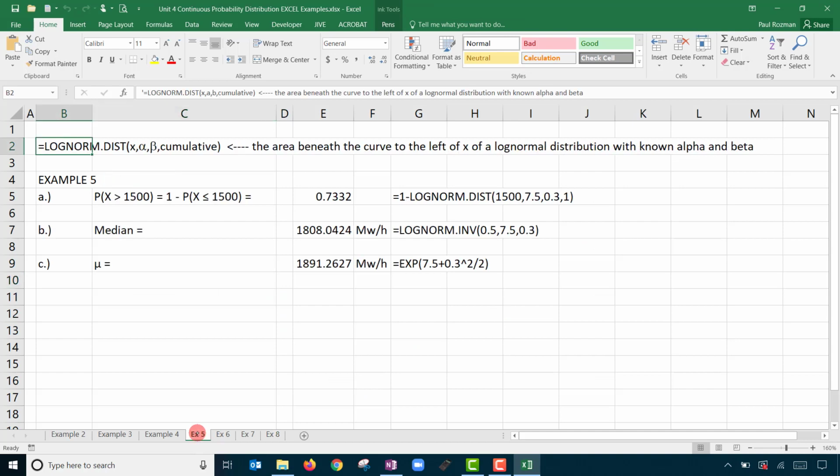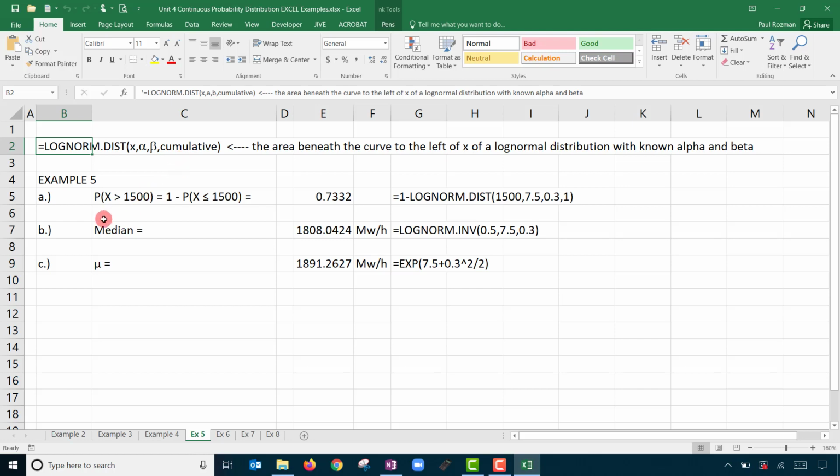And I have example number 5 already set up here. The function in Excel to do log normal distribution is LOGNORM.DIST. It takes 4 parameters or 4 inputs: x, alpha, beta, and then that flag for whether it's cumulative or not. And it will always be cumulative unless you're just trying to plot the curve. This again gives you the area beneath the curve to the left.